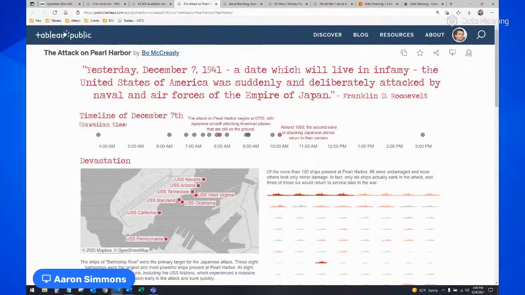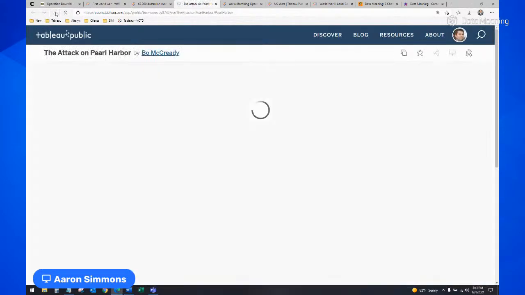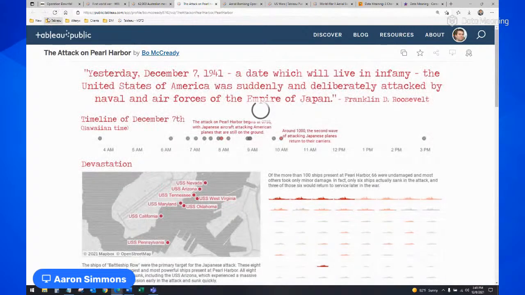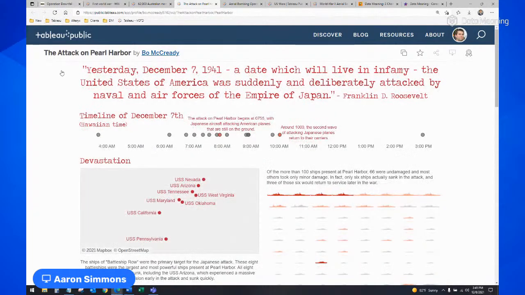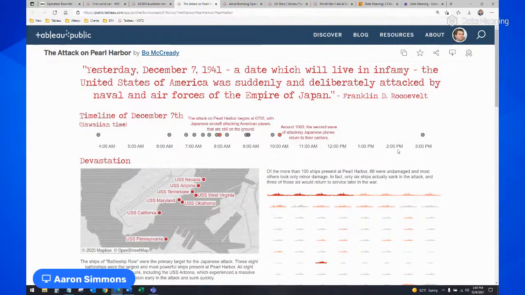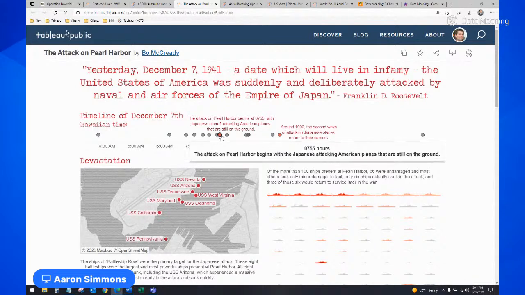Yeah, it'd be interesting. This next one is the attack on Pearl Harbor. Okay. What I liked about this one, there are a couple things I didn't even know, just as I was glancing at it. What I liked is they did a timeline of that day. Again, this timeline is perfect. On each point, you can see what happened at that time.